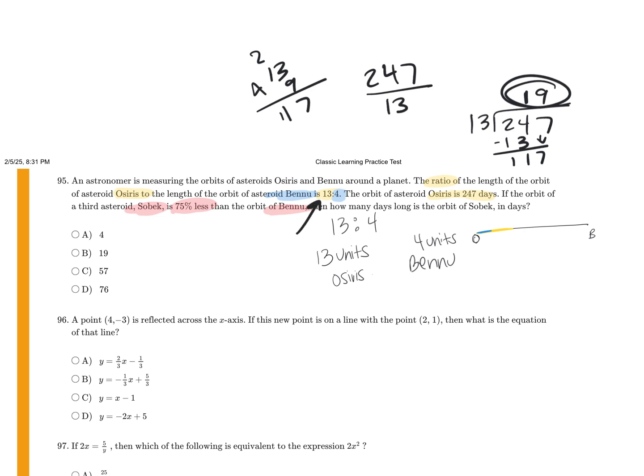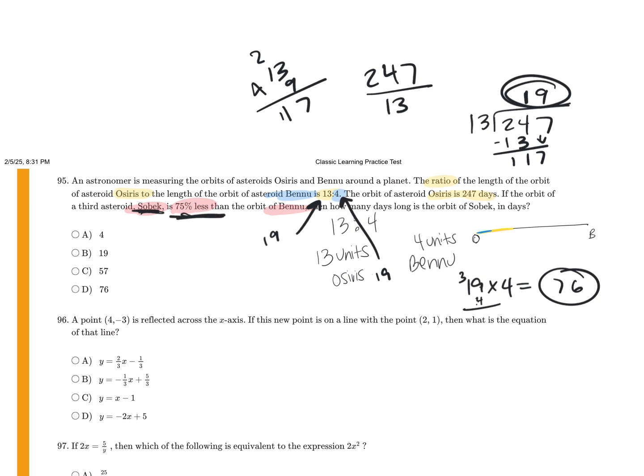So there's 19 of these. That means there's also 19 of the 4 units. So we can do 19 times 4, which will be 4 times 9, 36. 4 times 4 plus 3 is 76. Now, careful, because the answer is not 76, because they're telling us about a third orbit.